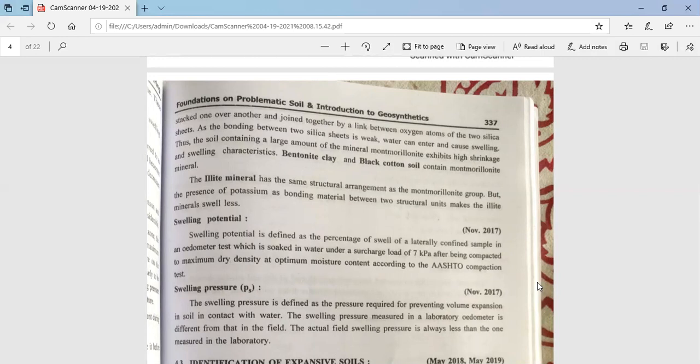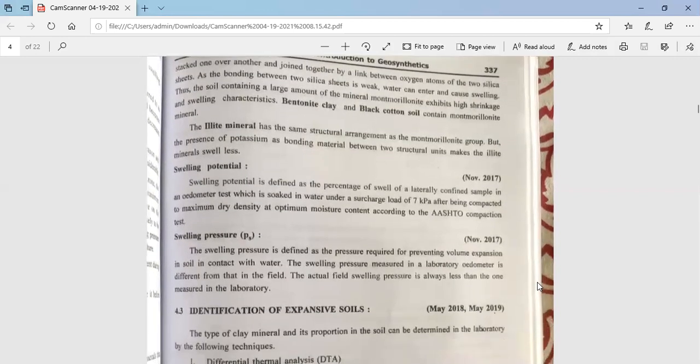But the presence of potassium as a bonding material between two structural units makes the illite minerals swell less. So swelling potential is basically defined as the percentage of swell of a laterally confined sample in an oedometer test, which is soaked in water under a surcharge load of 7 kilopascal after being compacted to maximum dry density at optimum moisture content according to the ASTM compaction test.